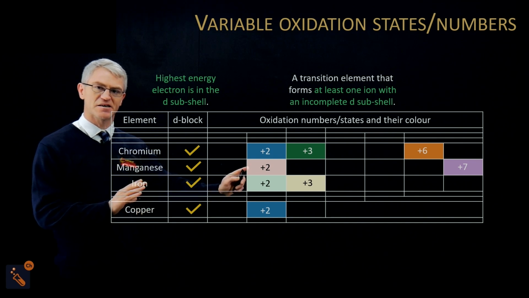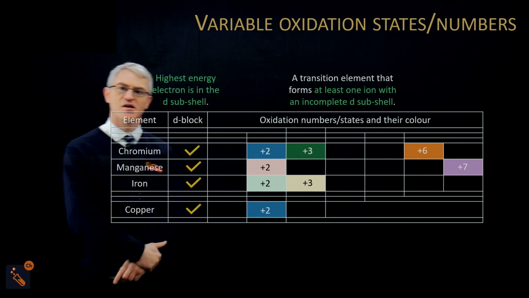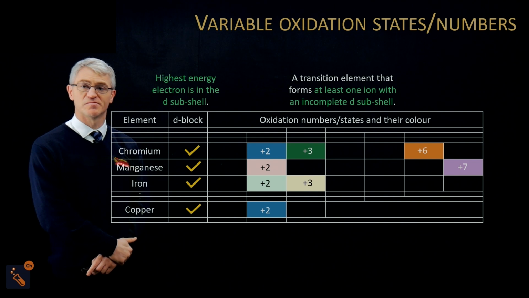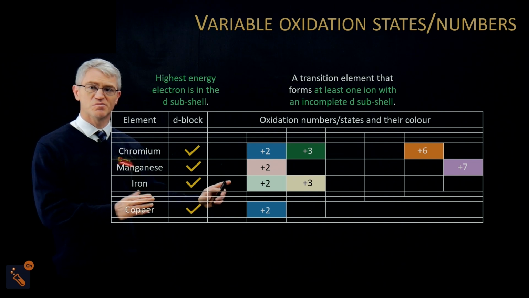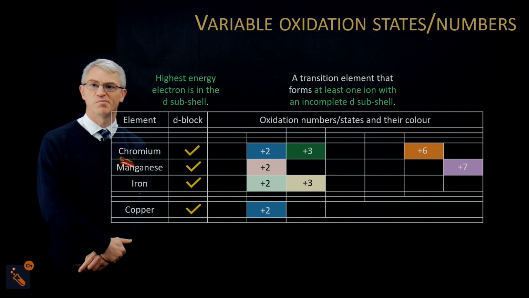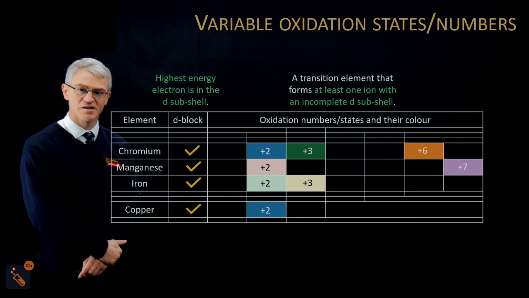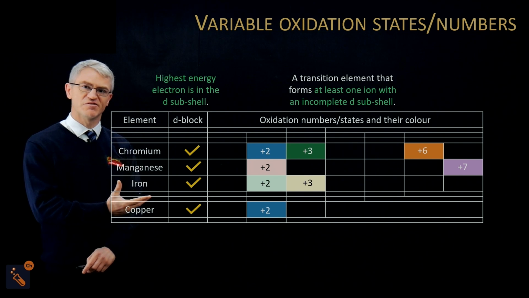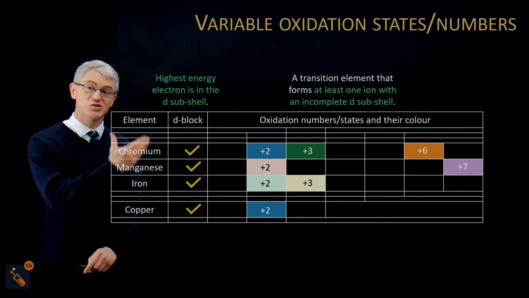Manganese, pale pink, going to +7, which is purple. And you've got your iron with your pale green and your pale yellow, and you've got your copper with your blue or pale blue. So all of these, really, really important, okay? And you're going to have to remember them.